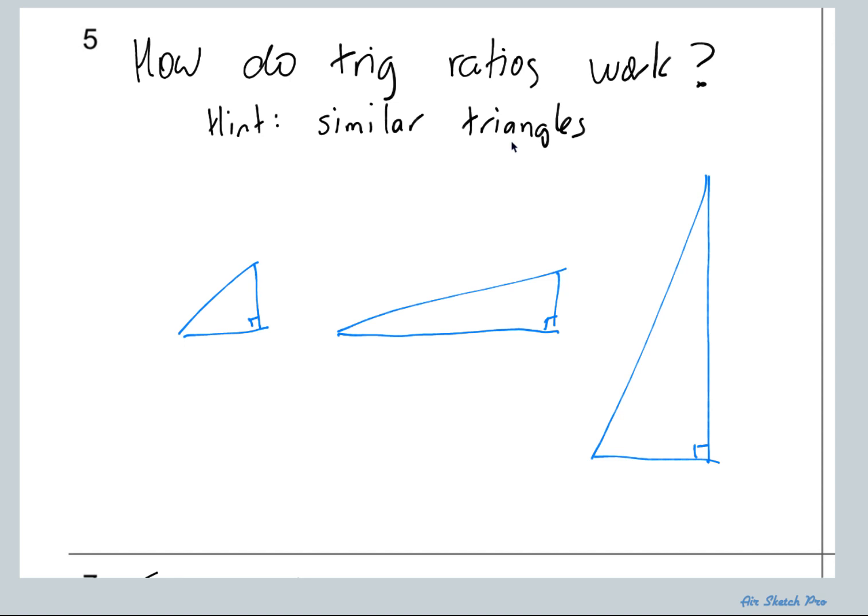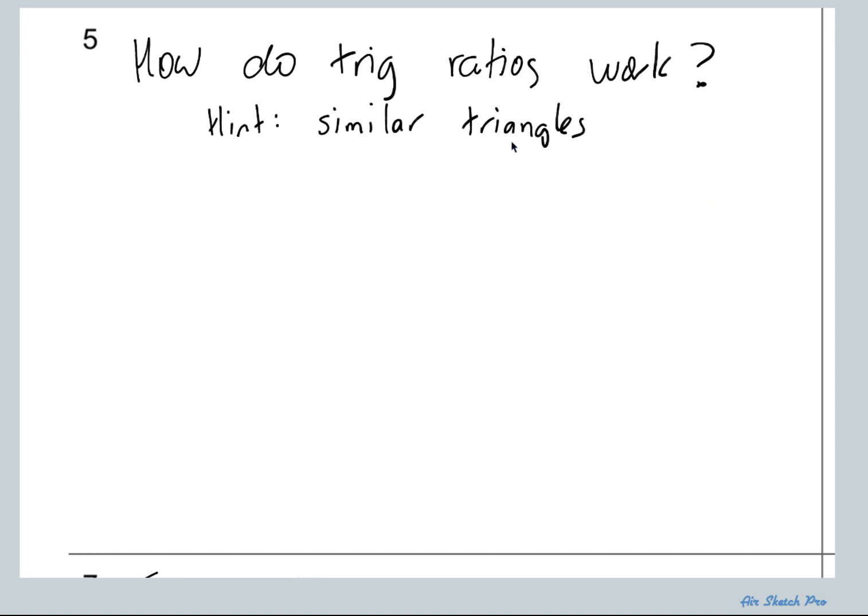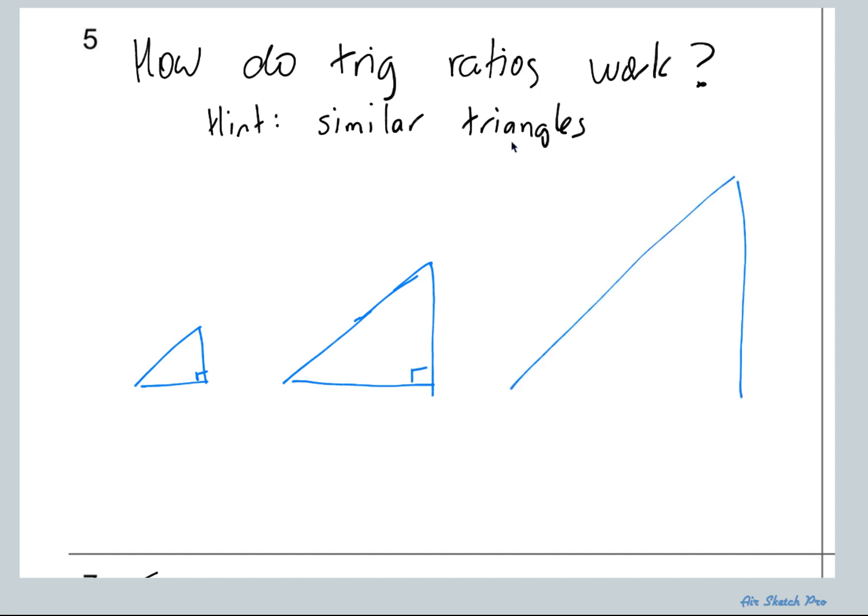Okay, so I'm going to erase all that, and I just want to point out as clearly as I can, without taking too much time, that if I draw one that looks like this, and one that looks like this, and then one that looks like this, they are all the same triangle except different sizes. They look the same except being bigger or smaller. So we call these similar triangles.